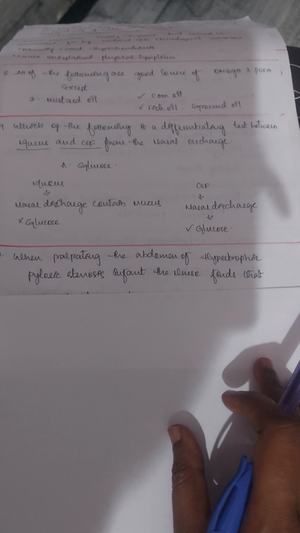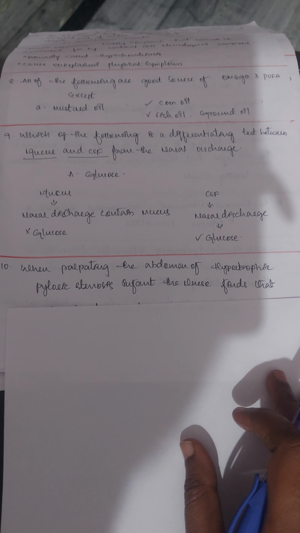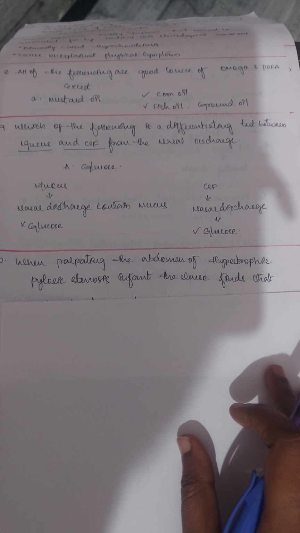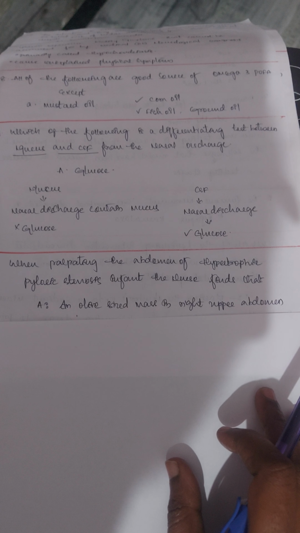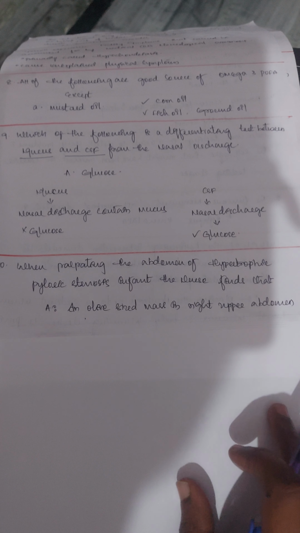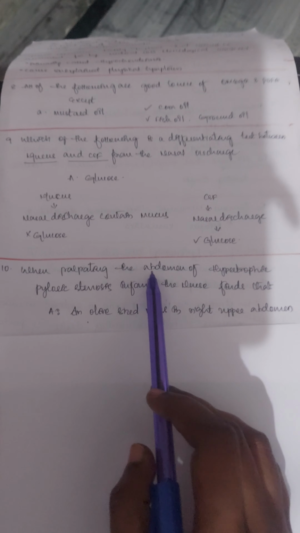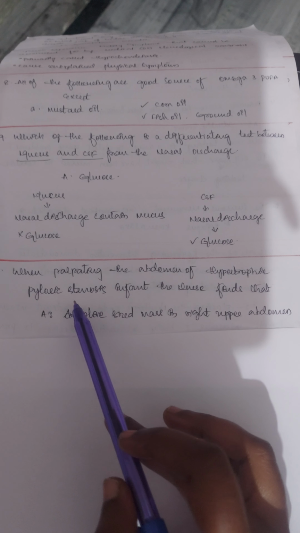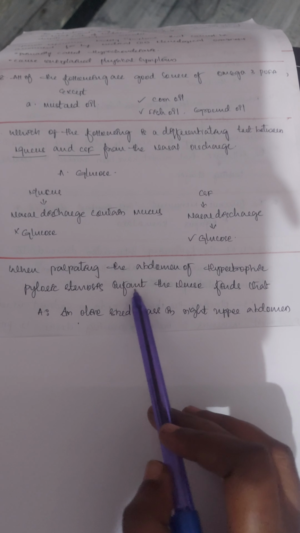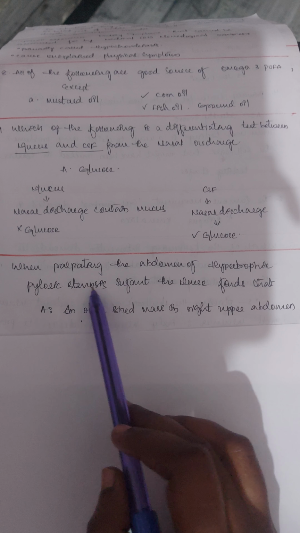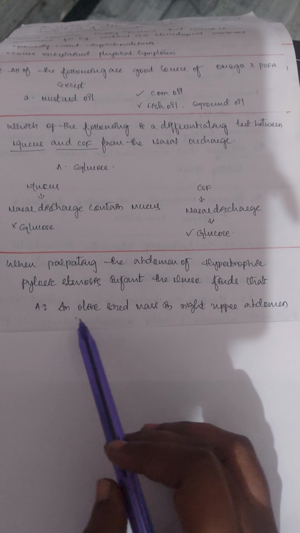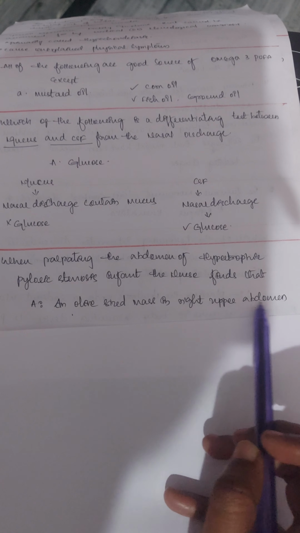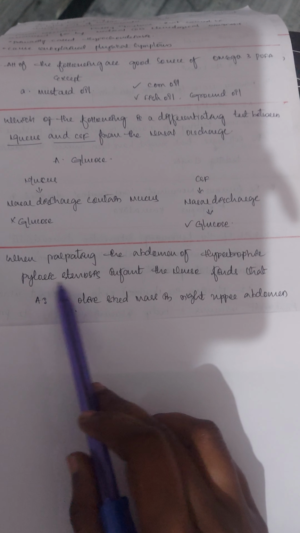When palpating the abdomen of a hypertrophic pyloric stenosis infant, the nurse finds that the answer is an olive-sized mass in the right upper abdomen. Actually, what is this pyloric stenosis? When we are assessing an infant who has this condition, pyloric stenosis, you can see an olive-sized mass in the right upper abdomen. So this is a sign the infant has pyloric stenosis.